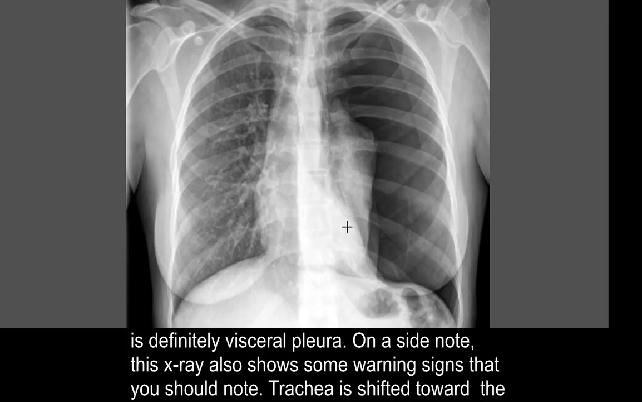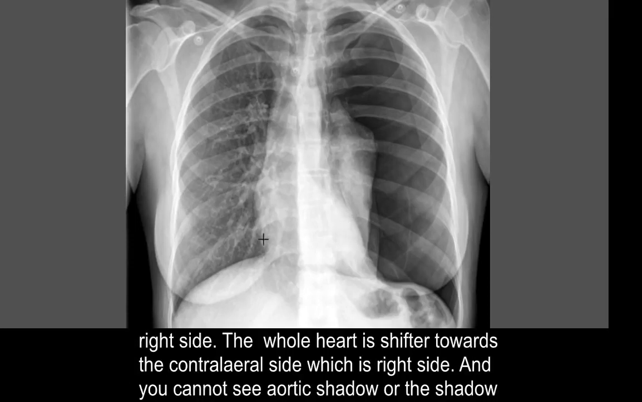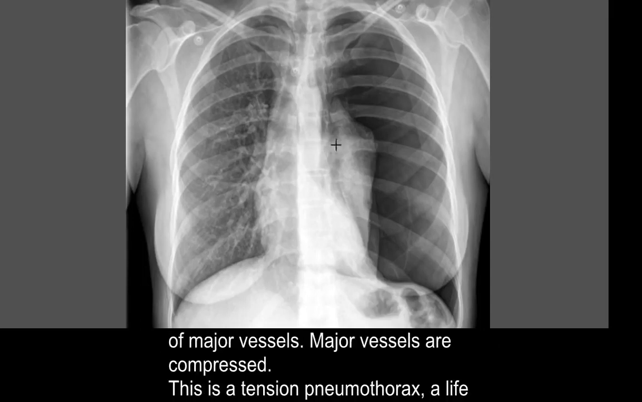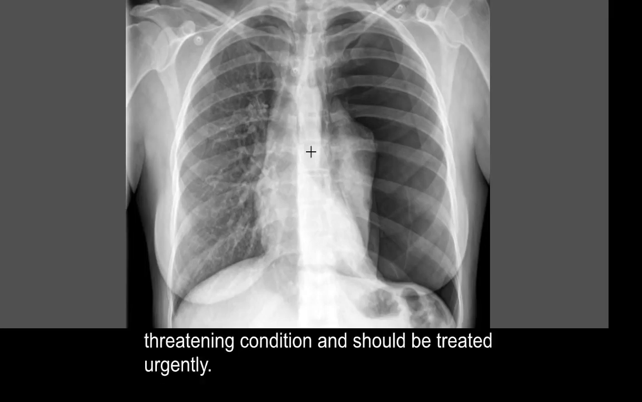On a side note, this x-ray also shows some warning signs that you should note. The trachea is shifted towards the right side. The whole heart is shifted towards the contralateral side, which is the right side, and we cannot see the aortic shadow or the shadows of major vessels. Major vessels are compressed. This is a tension pneumothorax. It is a life-threatening condition and should be treated urgently.